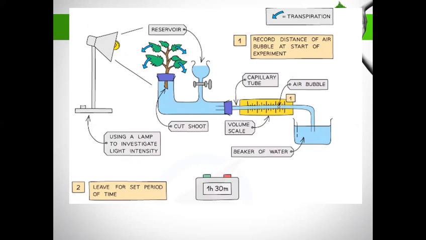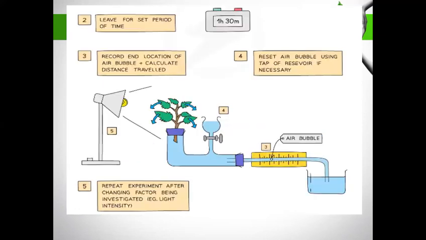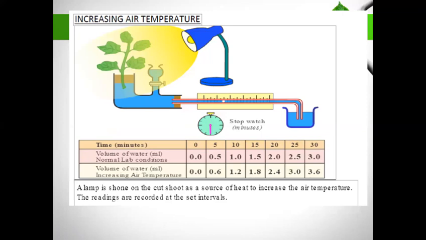So this is the experiment by which you can prove that light intensity is directly proportional to the rate of transpiration. Now another experiment is there. You can see here: leave for a set period of time, and record the location of the air bubbles. The same type of concept is given here. Even the data is there in this slide. I've also sent you these notes. You can also study this data in detail.